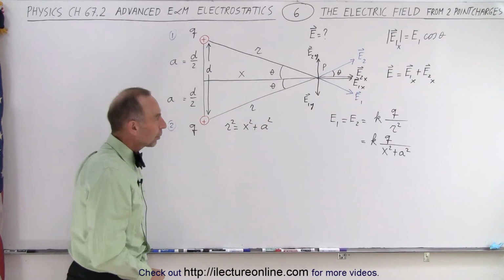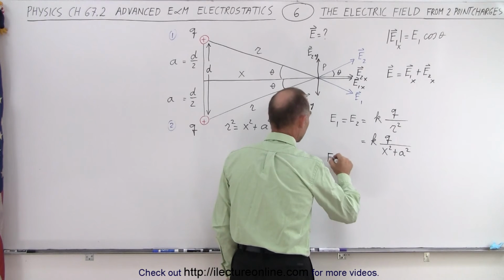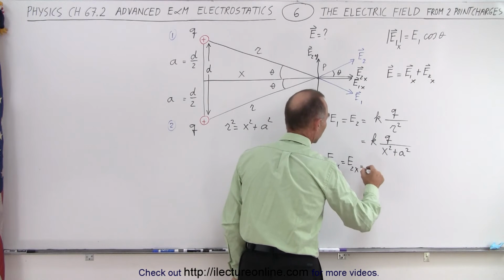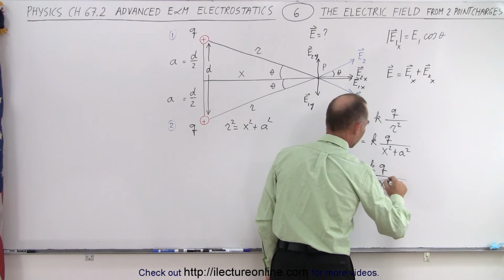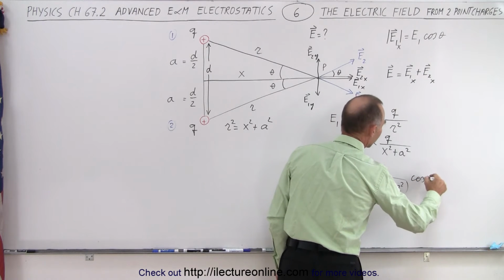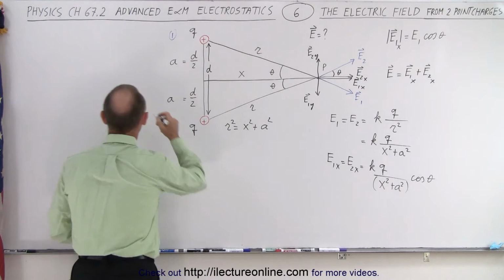But what about the cosine of theta? Because now what we want is E1 in the x direction, which is equal to E2 in the x direction, which is now equal to k times q divided by x squared plus a squared times the cosine of theta. But let's see here, the cosine of theta, by definition, let's write that down.